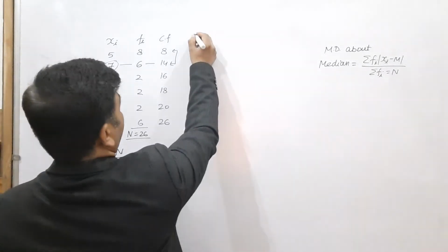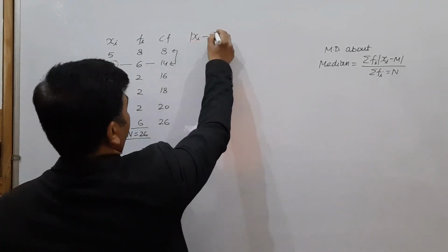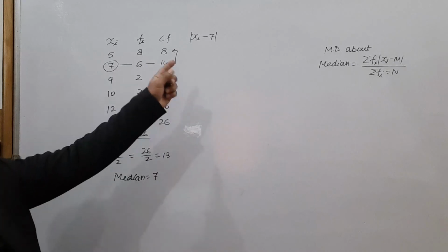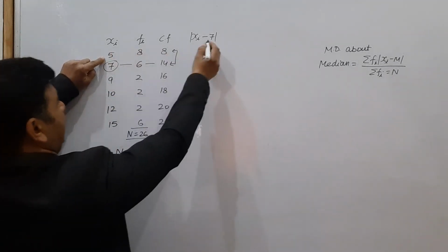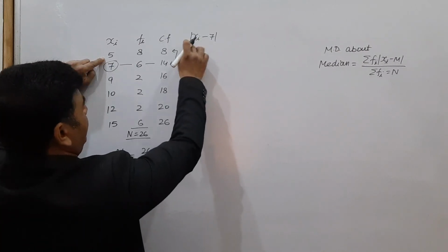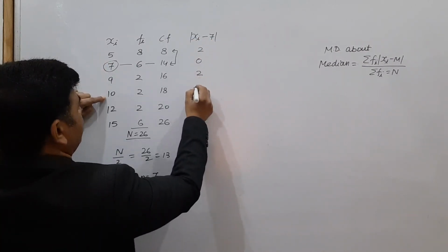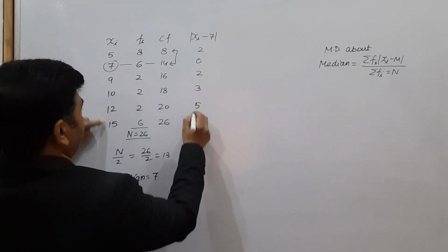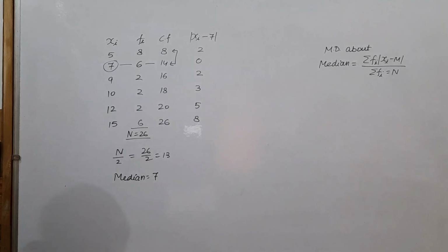Now we need to find the value of xi minus median. The median is 7, with modulus. I am getting all the values in modulus function. So this is 5 minus 7, which is 2, because we are taking modulus so it will be plus 2. This is 0, this is 2, this is 3, this is 5, and this is 8, since 15 minus 7 is 8.